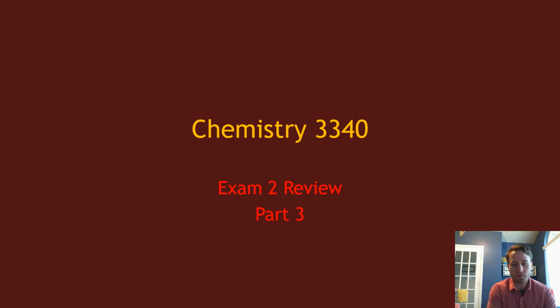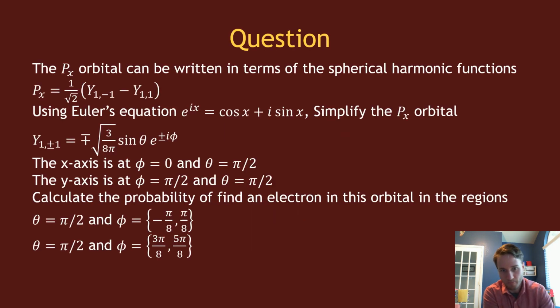All right, so we're going to start part 3 here of our example problems for exam 2. In this example problem, we're looking at calculating the probability to find an electron in the px orbital in certain regions of space. Theta here is going to just be pi over 2 the entire time. The first step is to actually calculate what the px wave function looks like given this definition. That's related to these spherical harmonics, which are defined here.